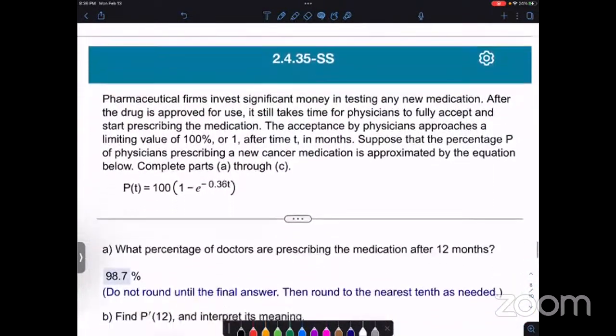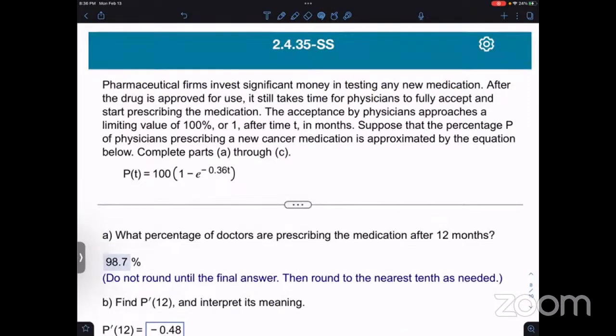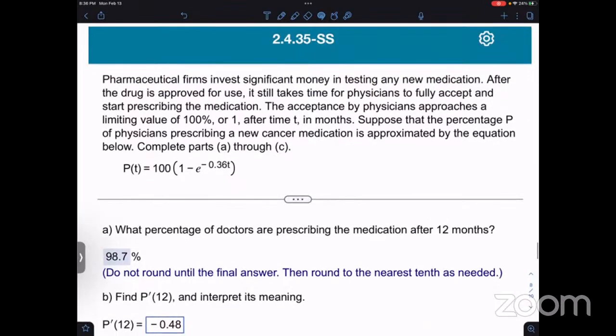Okay. So this question comes from section 2.4, question 35, and let's read it. So it says that pharmaceutical firms invest significant money in testing any new medication.